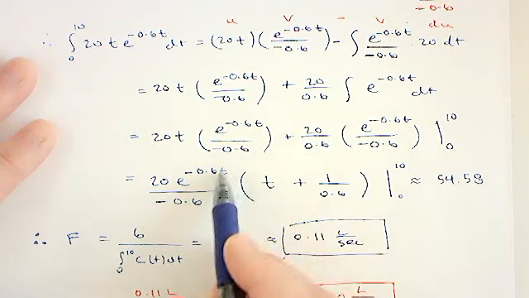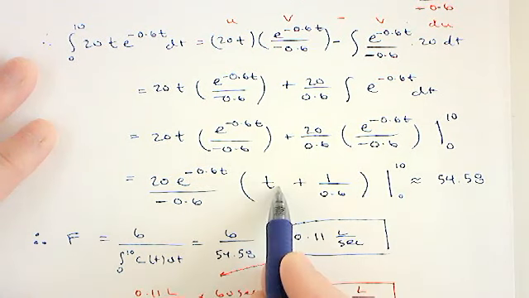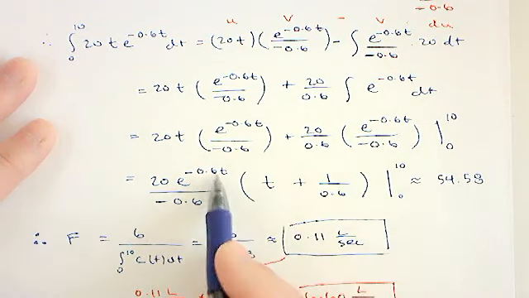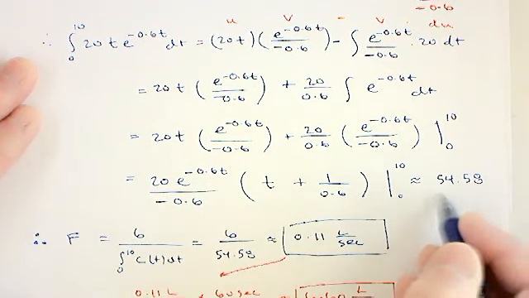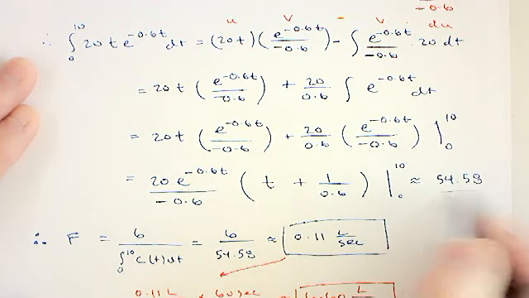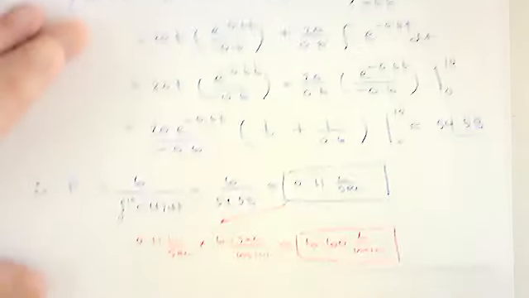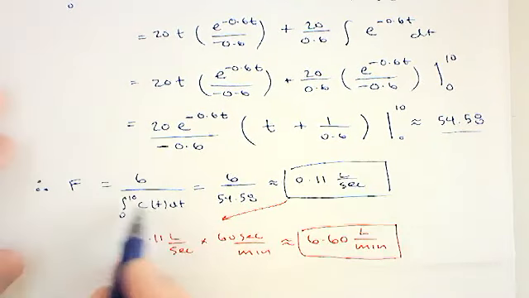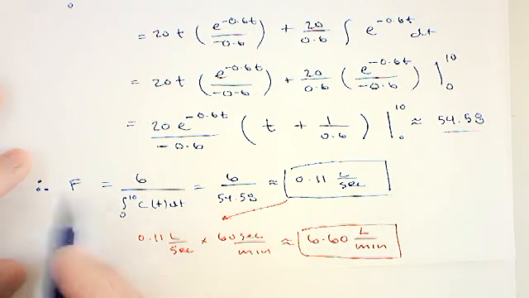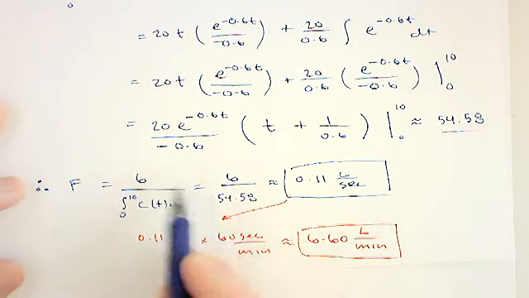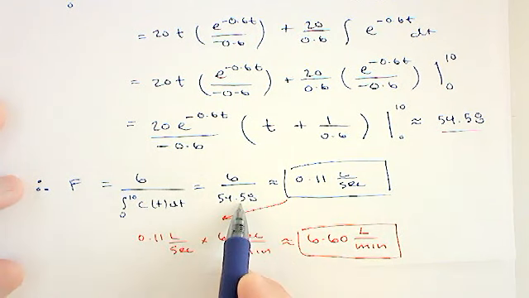I didn't show the calculation, but if you plug in 10 here and here, and then subtract what you get by plugging in 0 here and here, in other words, using the way we evaluate integrals we've been doing for a while now, I got an answer of about 54.58. Remember, that was the answer to the denominator, the integral of the concentration. So back to my formula for cardiac output, I would have to go 6 divided by that.